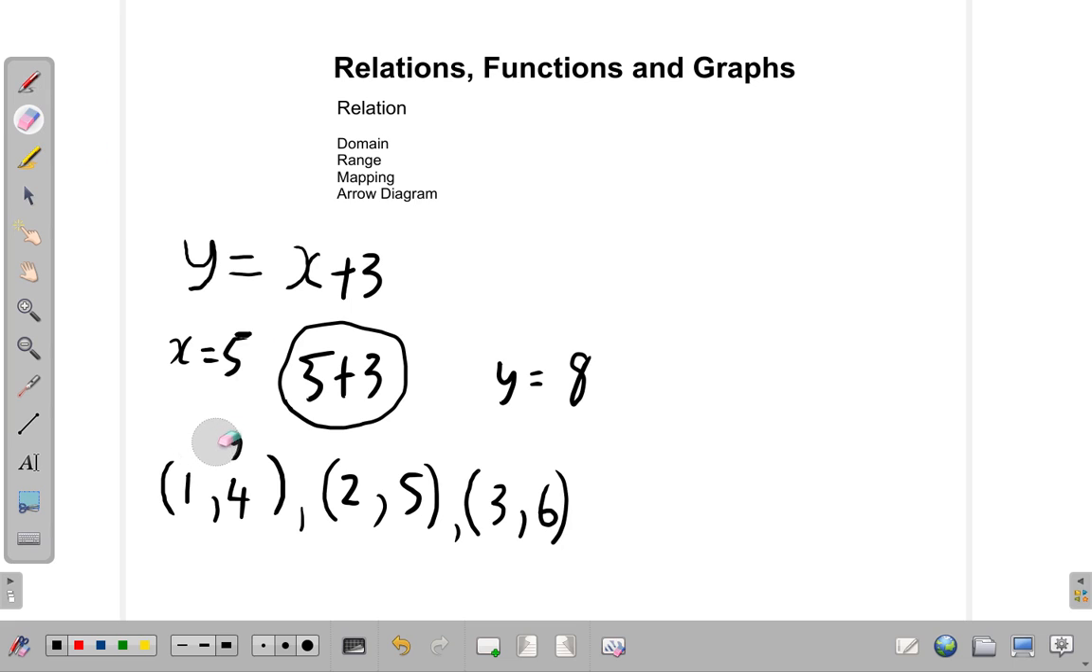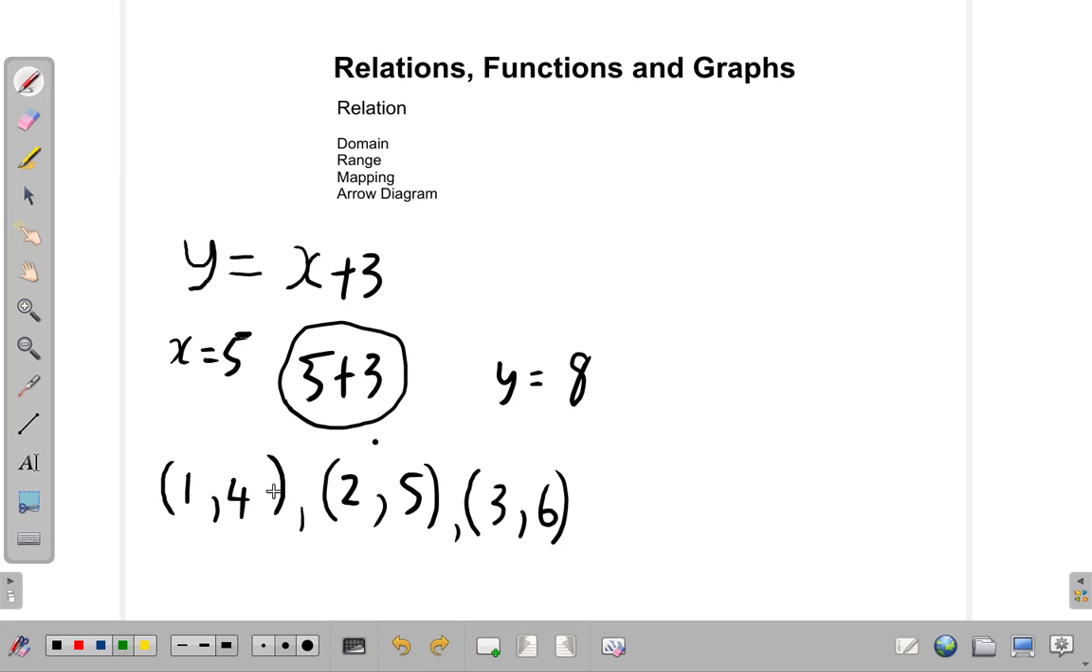Now, what we have here is our set of ordered pairs. They are in pairs because you have one number here and the other number here inside the bracket. You have one here and one here inside the bracket. One here and one here inside the bracket. So these are in pairs, all right?